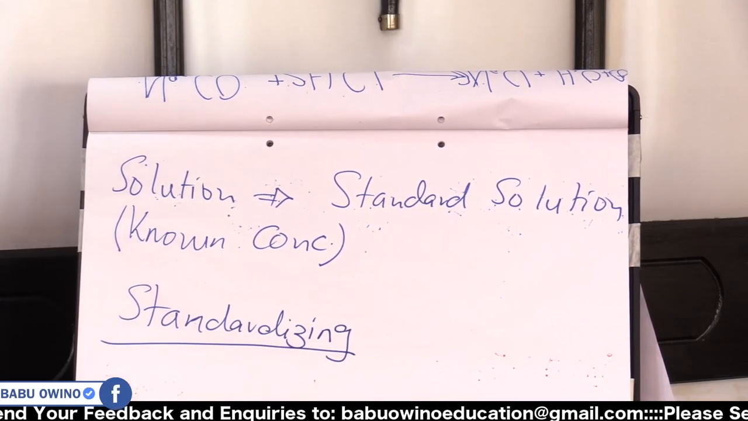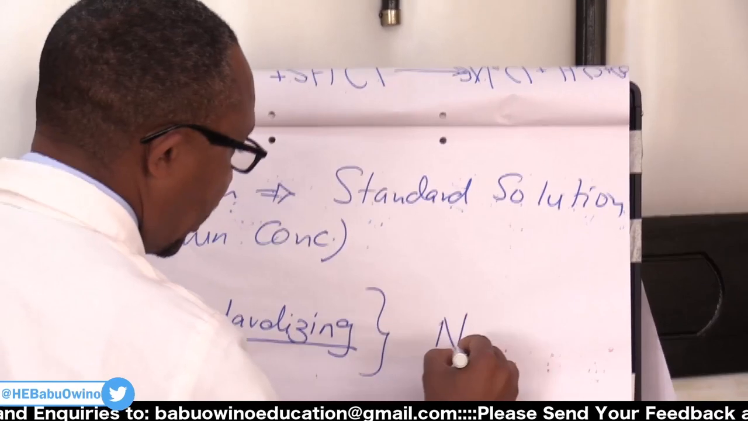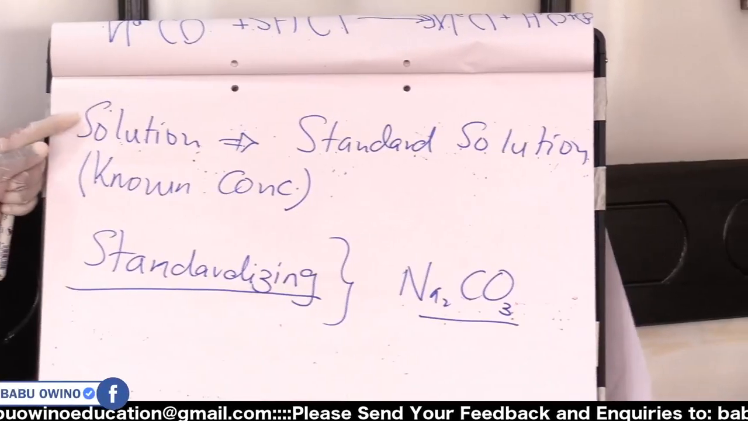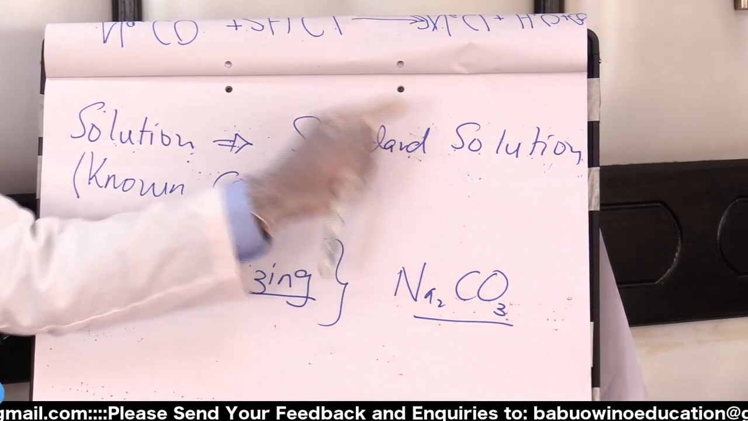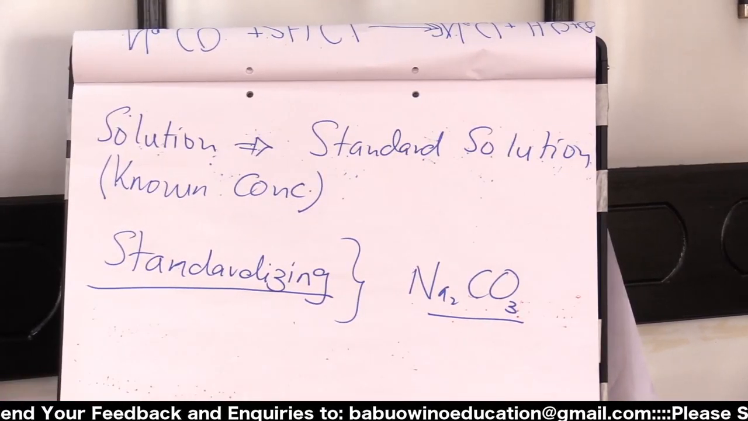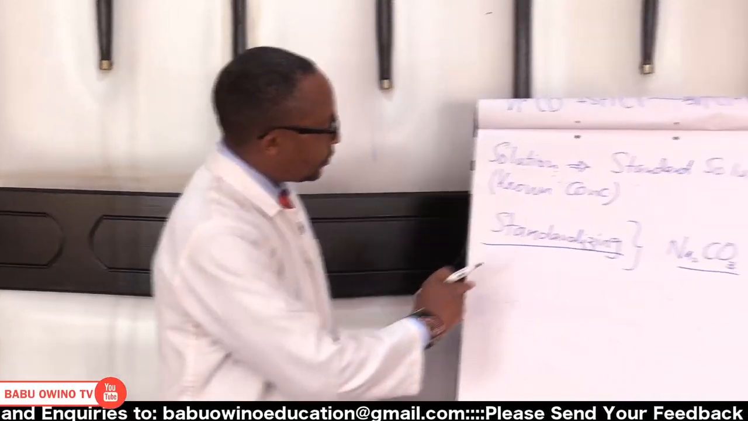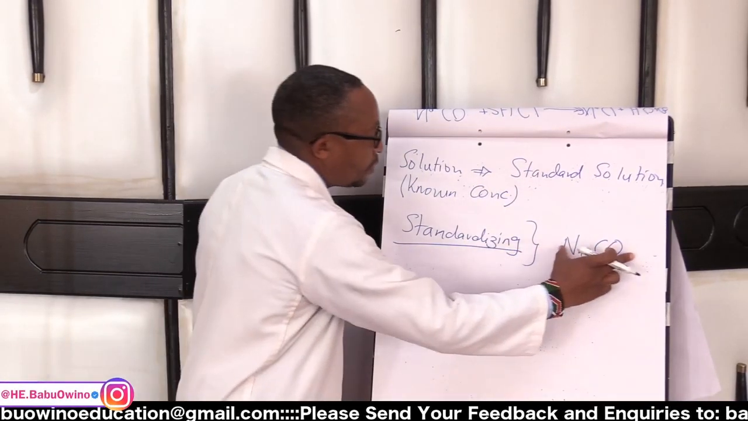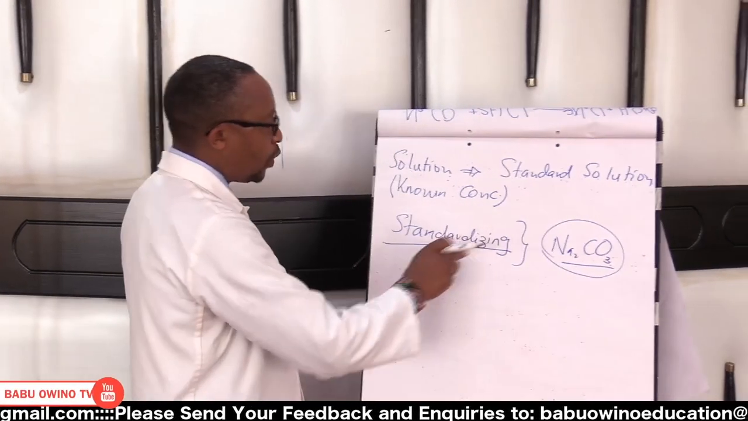So in our case for the sodium carbonate, we have standardized sodium carbonate. Let me say that one again, class. A solution whose concentration is known is called a standard solution. So the concentration of the acid was given to us, and that made it a standard solution in this case. Now, the solution whose concentration we don't know was sodium carbonate. We have used the volumes from the titrations to determine the concentration, and therefore we have standardized it.